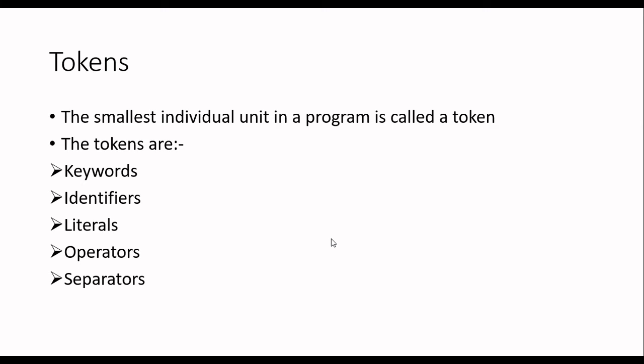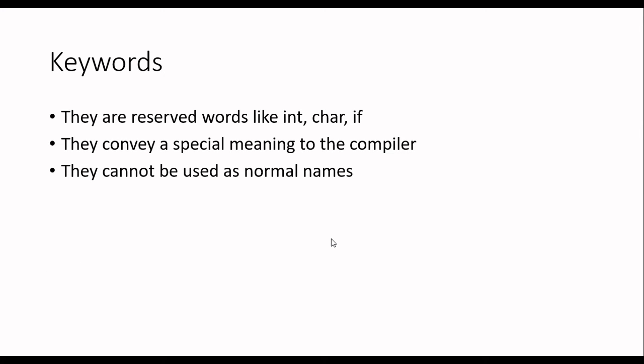Up next, we have tokens. Tokens are the smallest individual unit in a program. There are five types of tokens: keywords, identifiers, literals, operators, and separators. We'll be going in depth in each of these tokens in later sessions, but I'll give you a brief of each of them now. Keywords. Keywords are reserved words like int, char, if. So any word that conveys a special meaning to the compiler is a keyword. These words cannot be used as normal names and they are special to the compiler.